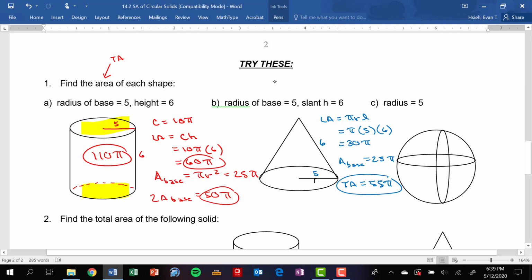And moving on to the last one here, on the top row, this is the sphere with a radius of 5. So we know the area is equal to 4 pi r squared. So it's 4 times pi times 25, or the total surface area of this is just going to be 100 pi.